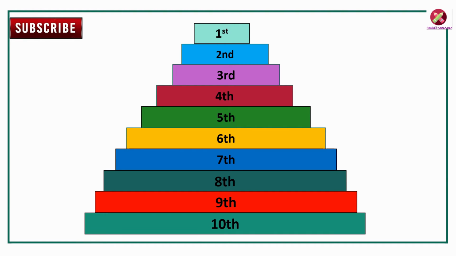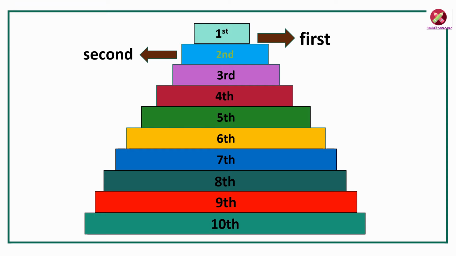Here, let us take an example of a tower. In this tower, it has 10 blocks. Let's see how to define the blocks in the tower. This is the first block. Next, second. Then third block. Then fourth block. Next, fifth.